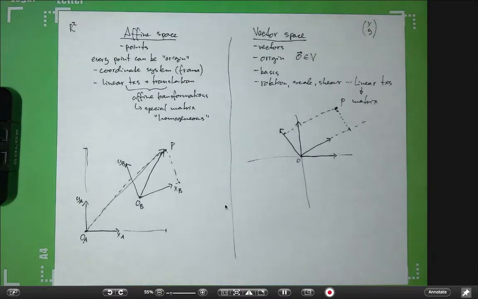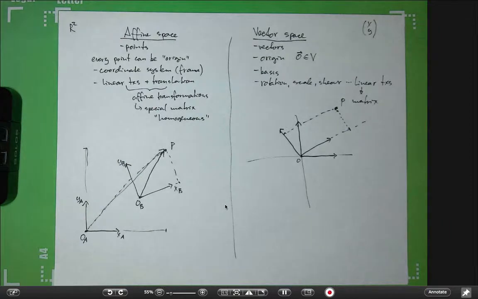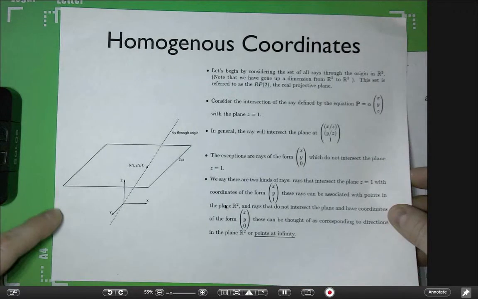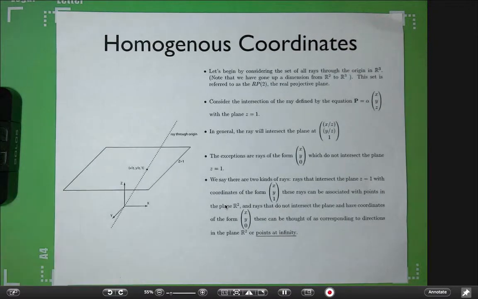It cannot be done directly, right? Because linear transformations cannot represent translation. So we need to invoke some special concept, the homogeneous coordinates. So let's look at how the construction works exactly. The construction works by setting up a projective plane. It's a very cool concept.